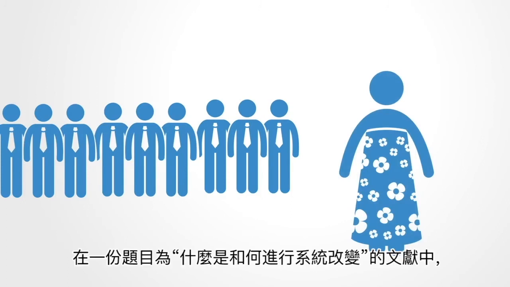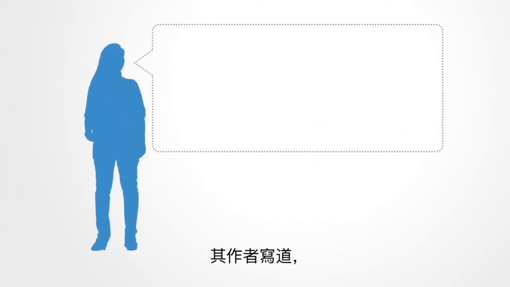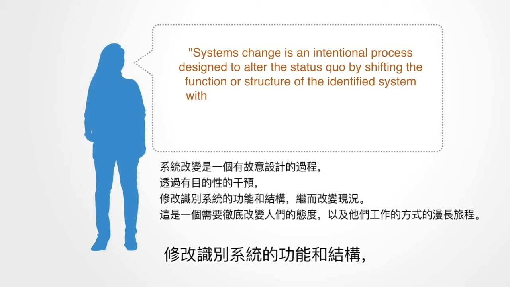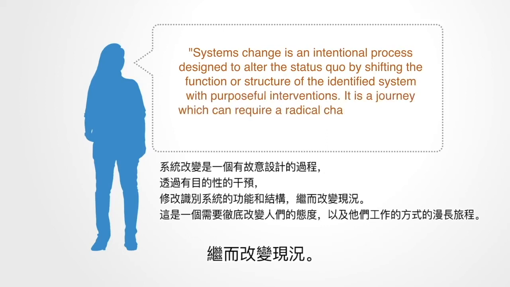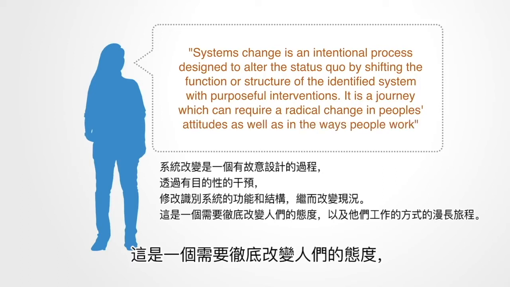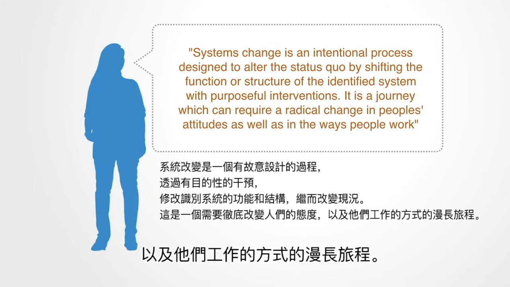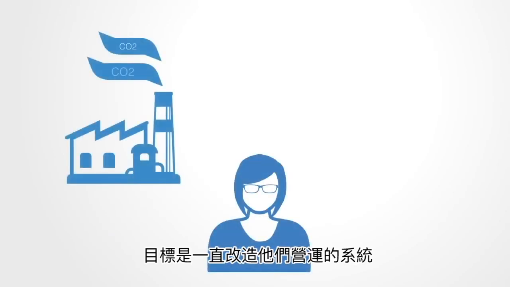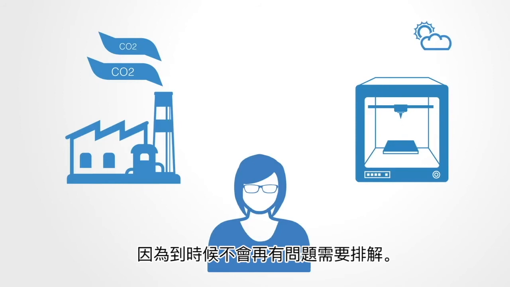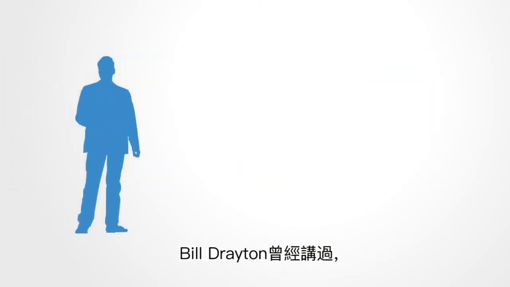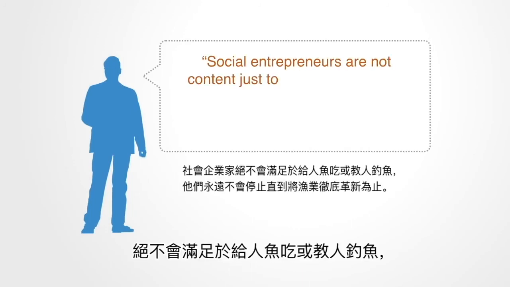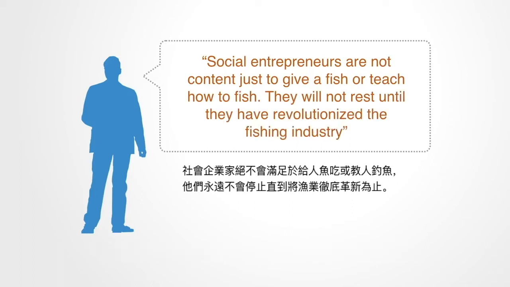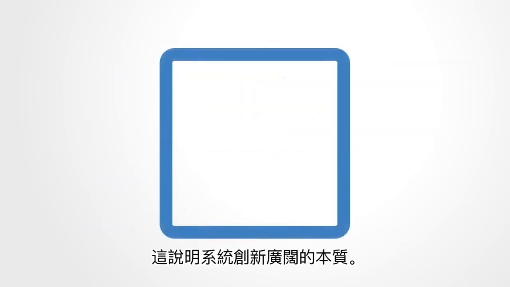In a paper entitled Systems Change, What It Is and How to Do It, the authors write, systems change is an intentional process designed to alter the status quo by shifting the function or structure of the identified system with purposeful interventions. It is a journey which can require a radical change in people's attitudes as well as in the ways that people work. Systems innovators aim to transform the system in which they operate so as to no longer have a job, as there is no longer a problem to fix. As Ashoka's founder, Bill Drayton, once said, social entrepreneurs are not content to give a fish or teach how to fish. They will not rest until they have revolutionized the fishing industry. This helps to illustrate the expansive nature of systems innovation.